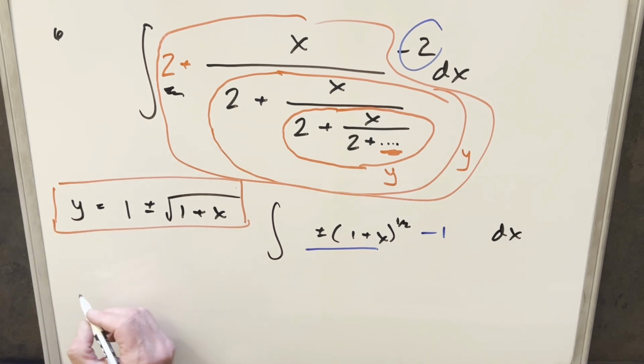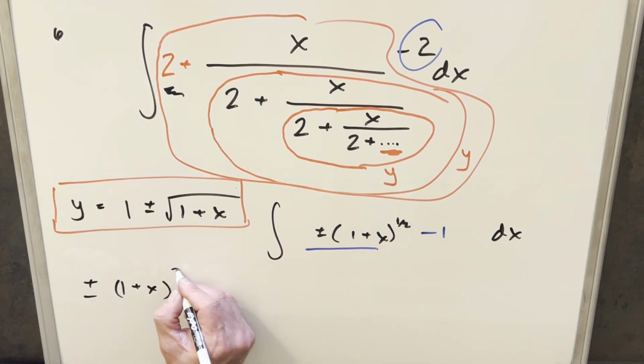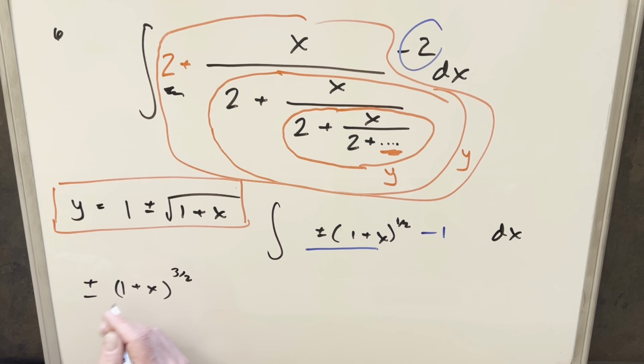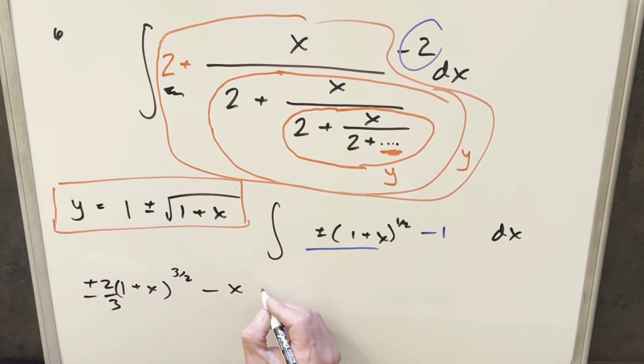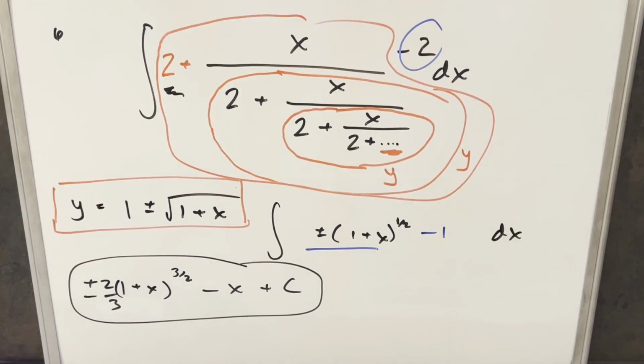So we'll just go ahead with integrating, keeping the plus or minus. We have the plus or minus, 1 plus x, and by the power rule this becomes 3/2. Take the reciprocal, and we have 2/3 up front. This becomes minus x, add a plus c, and that's it. We don't really like having plus or minus on there, but sometimes that's life.